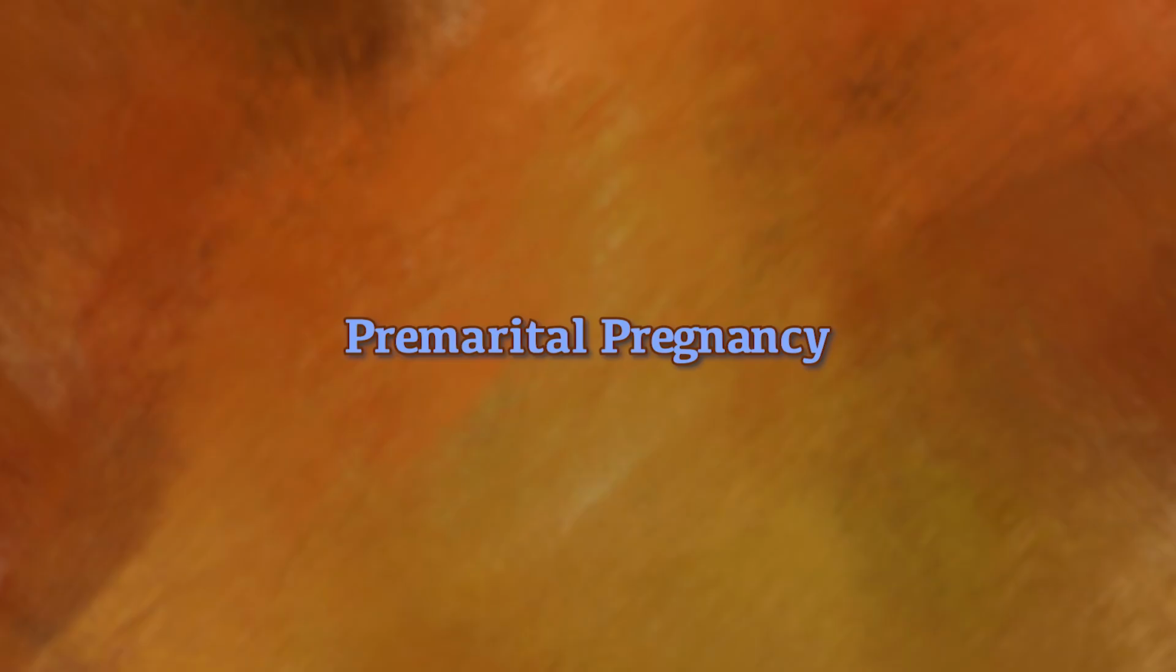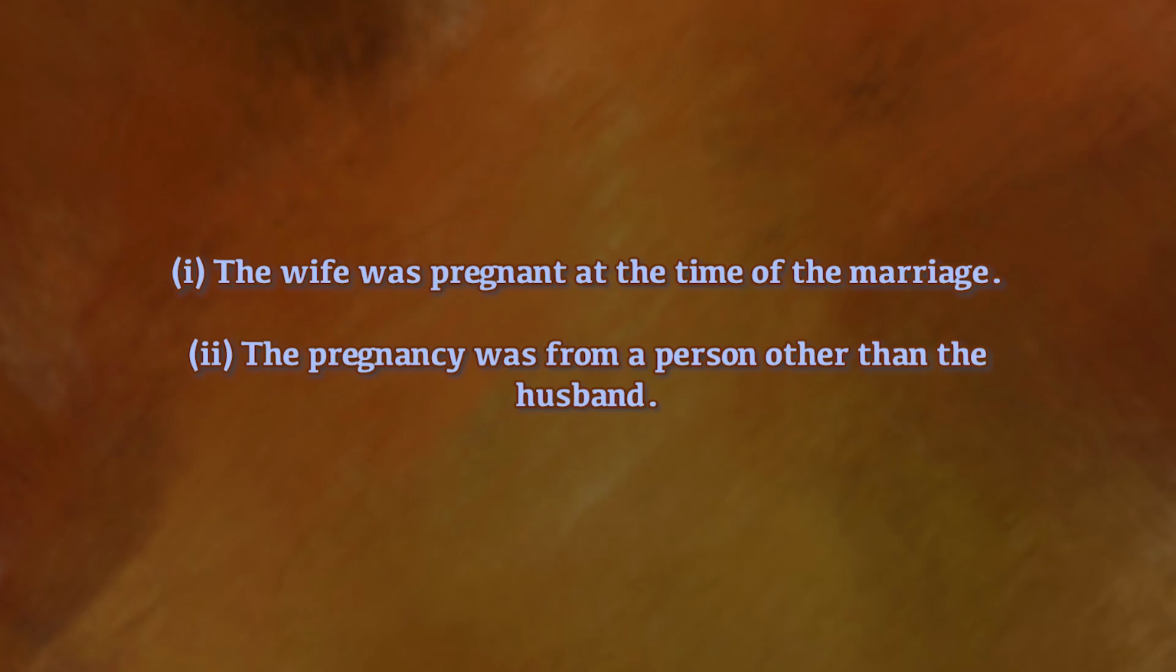Fourth ground of voidable marriage is premarital pregnancy. The fourth ground for annulment of marriage is the premarital pregnancy of the wife by a person other than the husband. The conditions for annulment of marriage on the basis of premarital pregnancy are as follows. Number 1, the wife was pregnant at the time of marriage. Secondly, the pregnancy was from a person other than the husband.